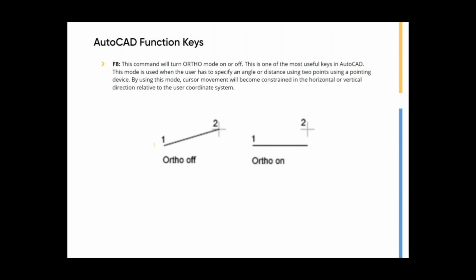F8. This command will turn ortho mode on or off. This is one of the most useful keys in AutoCAD. This mode is used when the user has to specify an angle or distance using 2 points using a pointing device. By using this mode, cursor movement will become constrained in the horizontal or vertical direction relative to the user coordinate system.